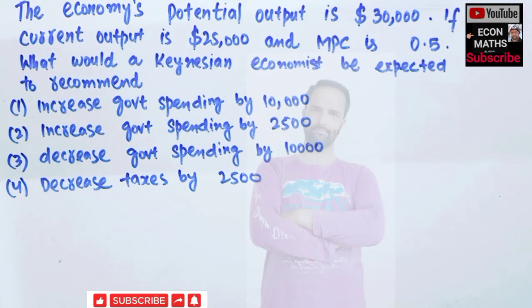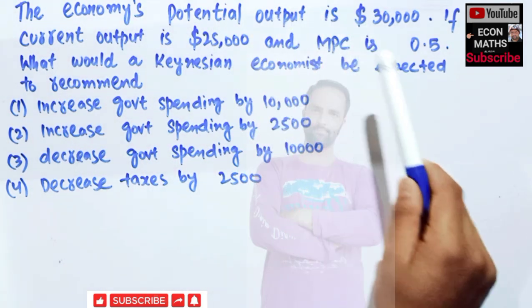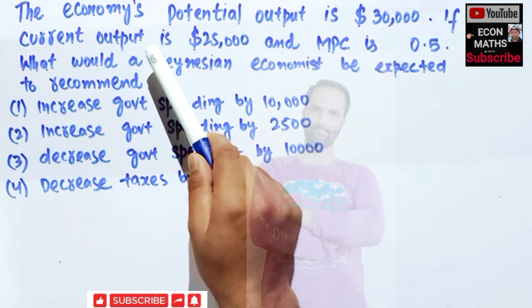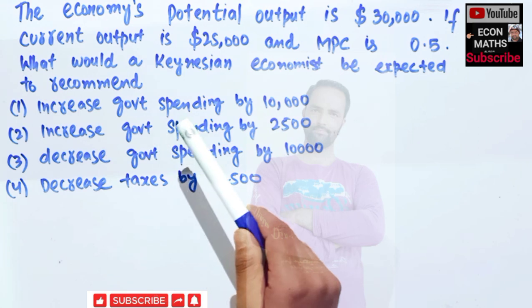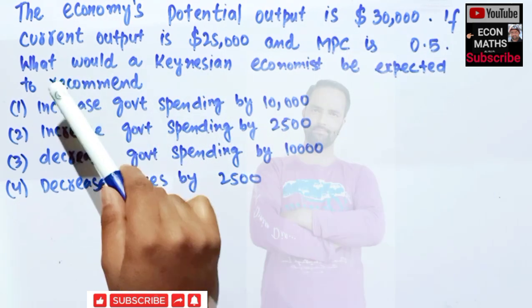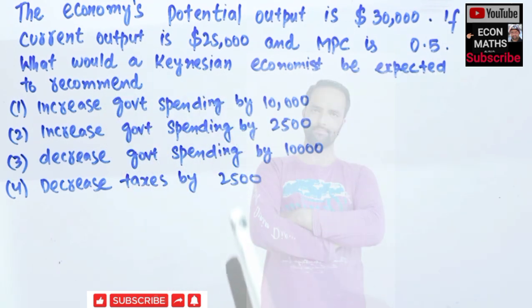In this video, we will solve a problem on the impact of the fiscal policy on the output. The question is like this. The economy's potential output is given as $30,000. If current output is $25,000 and marginal propensity to consume is 0.5, what would a Keynesian economist be expected to recommend?